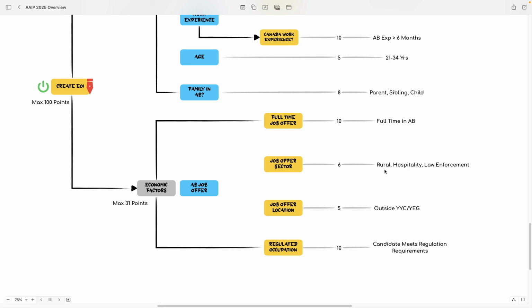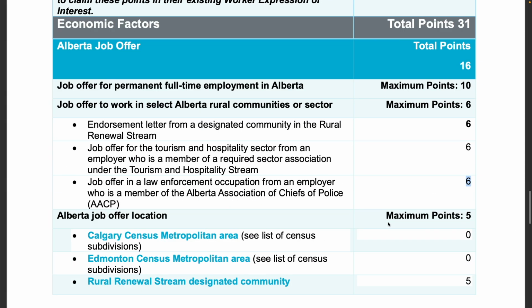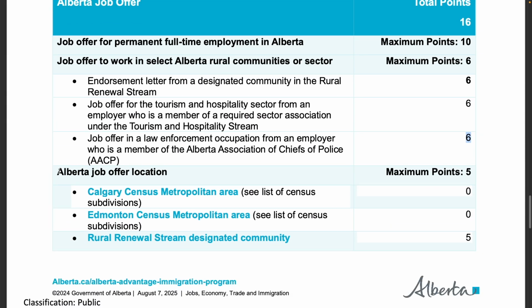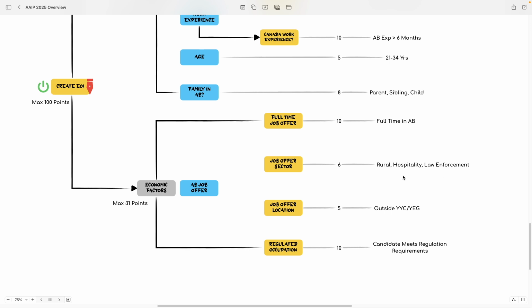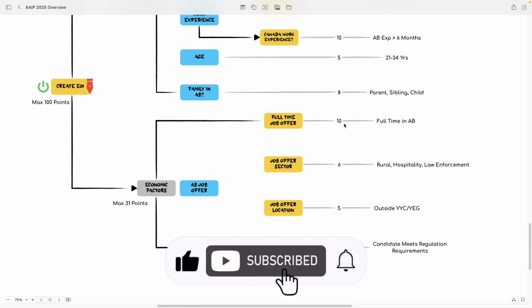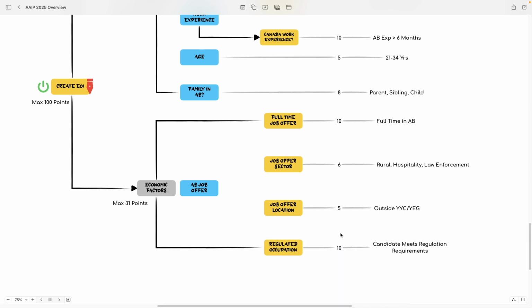So say for example, you land a job in a rural community in Alberta, you get 16 points. Next, if your job offer location is not Calgary and Edmonton, you get 5 more points. So going by the last example that I gave you, if you land a full-time job offer in a rural community, obviously that means your community is outside Calgary and Edmonton. So then you get 10 points for your job offer, 6 points for your sector, and 5 points for your location. So you get 21 points out of the single job offer.